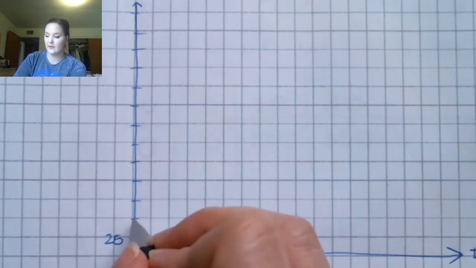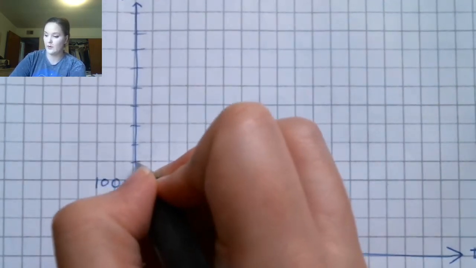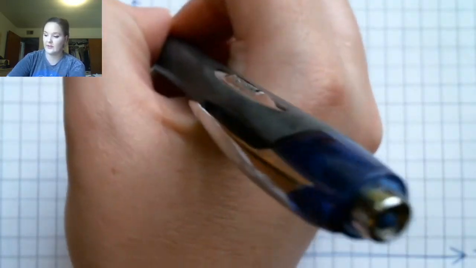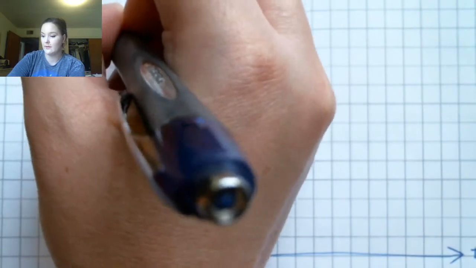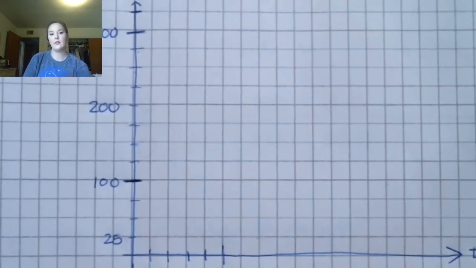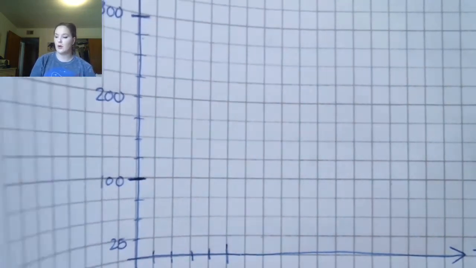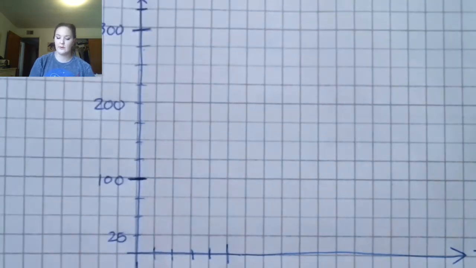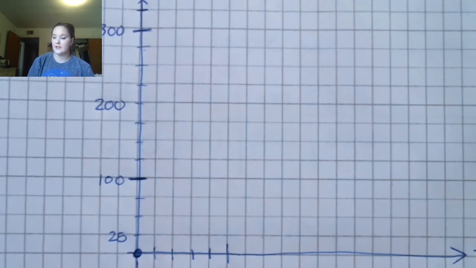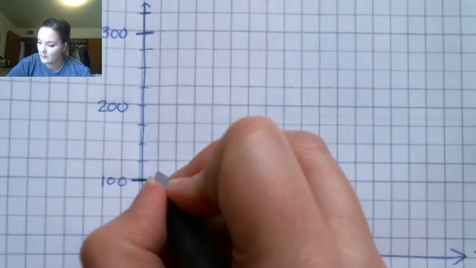So 25, 50, 75, 100, 125, 150, 175, 200, 225, 250, 275, 300. Okay, this is 325. All right, so now we're going to mark our key points. We had 0, 0, which is here. We had 10, 110. So 10, 110.